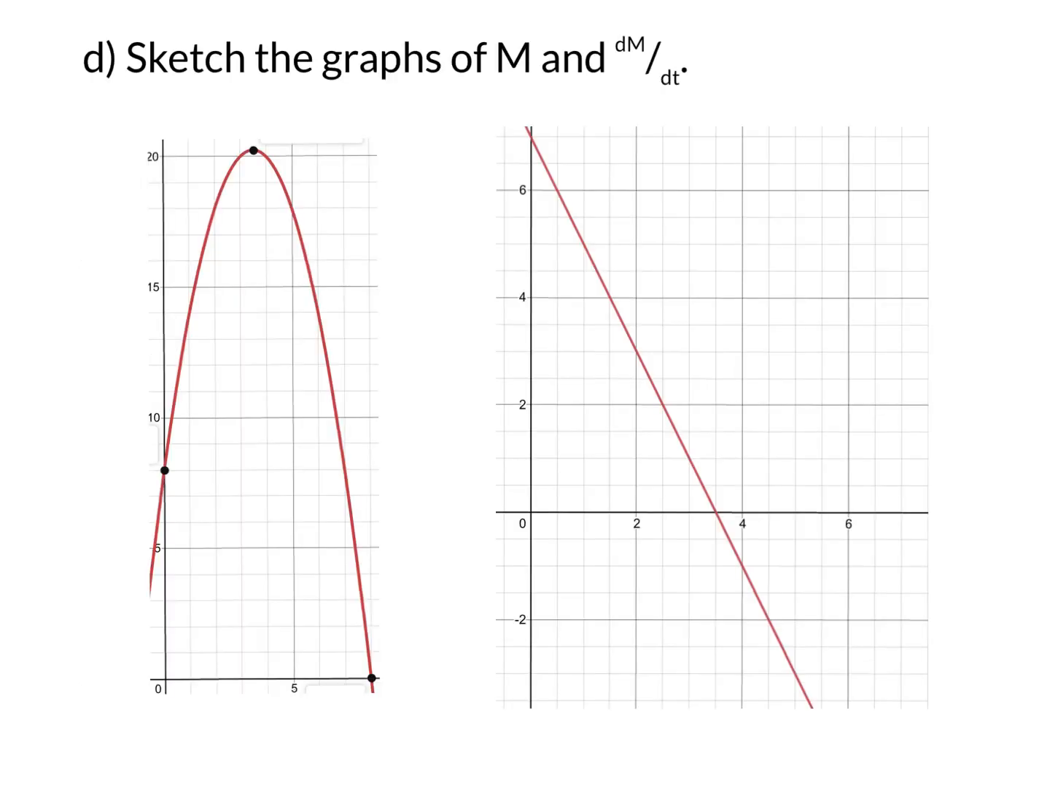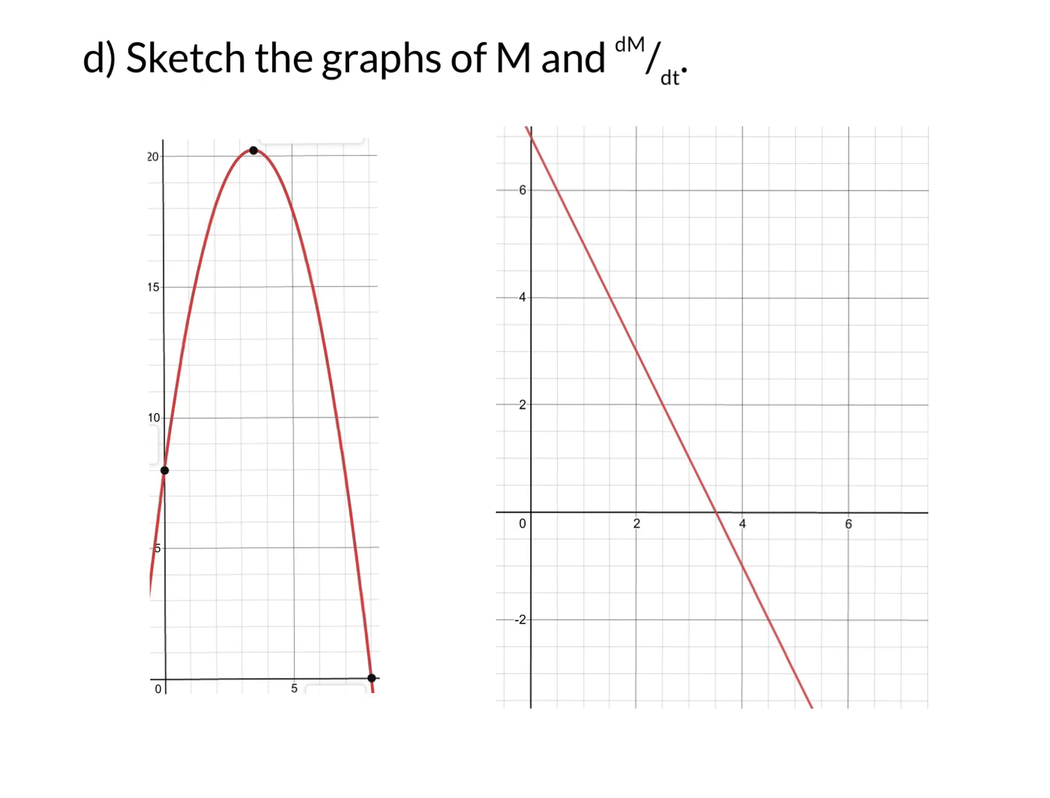And all of this can be seen in a sketch. So you can see that with our first sketch of M, the initial population is 8. The highest it gets to is just over 20 million after 3.5 months. And we saw that. That's where the population rate stopped. And it is 0 after 8 months. And we can see that down on the bottom axis.